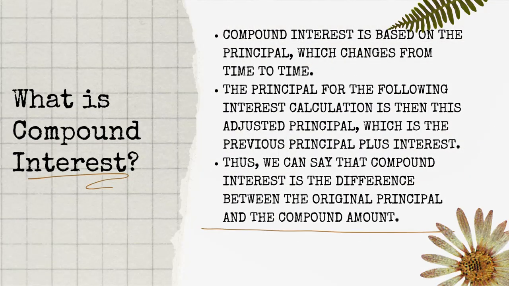Compound interest is based on the principal, which changes from time to time. The principal for the following interest calculation is then this adjusted principal, which is the previous principal plus interest. Thus, we can say the compound interest is the difference between the original principal and the compound amount.